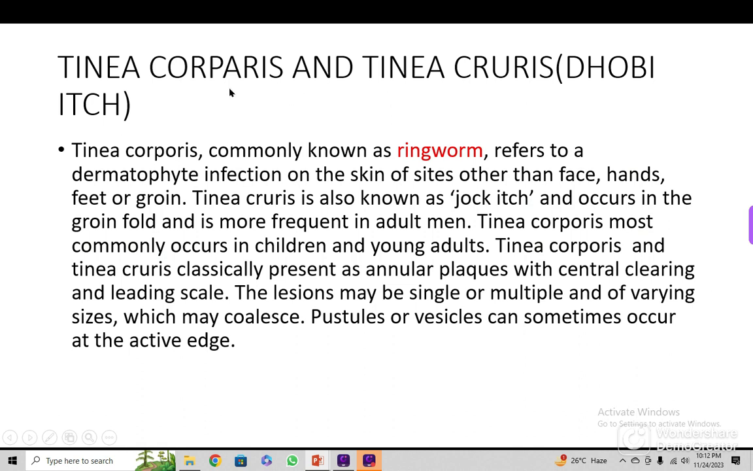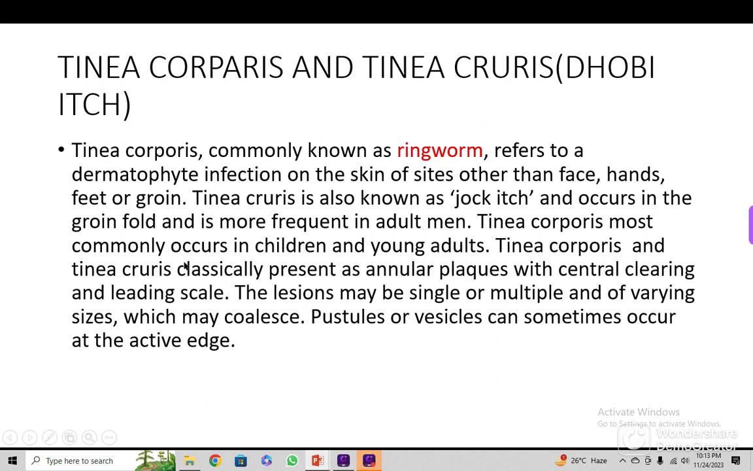Another example is tinea corporis and tinea cruris, the Dhobi itch, because it occurs where the groin meets the abdominal wall. Tinea corporis is commonly known as ringworm, although there is no worm at all. It refers to a dermatophyte infection of the skin other than the face, hands, feet, or groin. Tinea cruris is the Dhobi itch form of tinea corporis. It is also known as jock itch and occurs in the groin fold, more frequently in adult men.